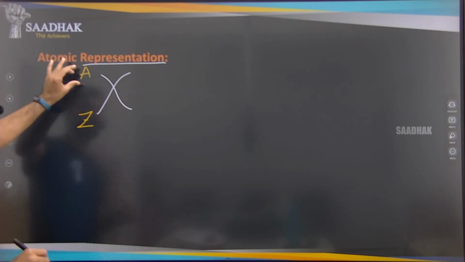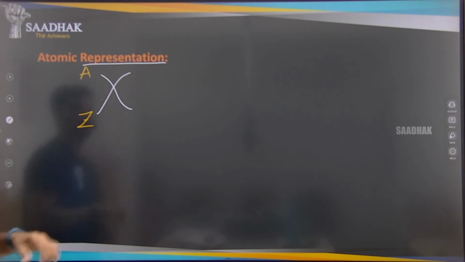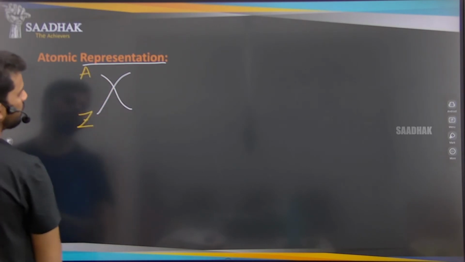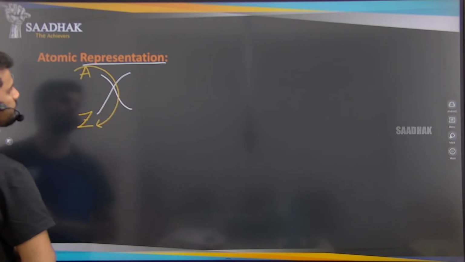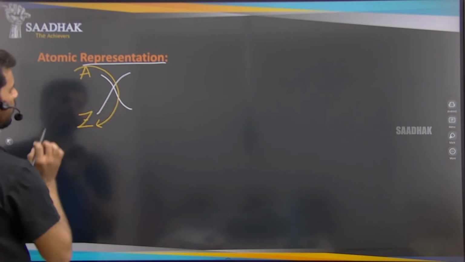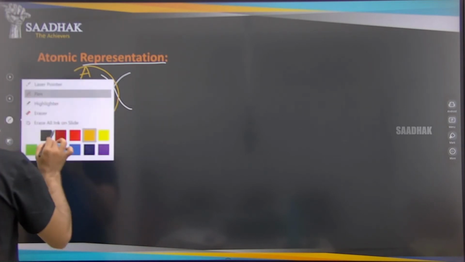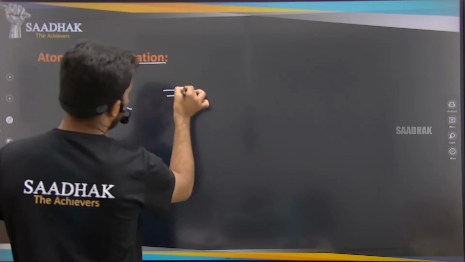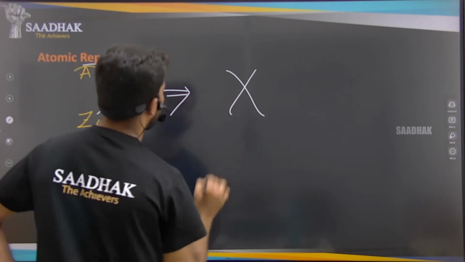A is the mass number, Z is the atomic number, and this is our atom or element that we are trying to express here. So remember it like this: A X Z. This is how we represent the atomic number. For example, if I say another element, now how can we write this X here?